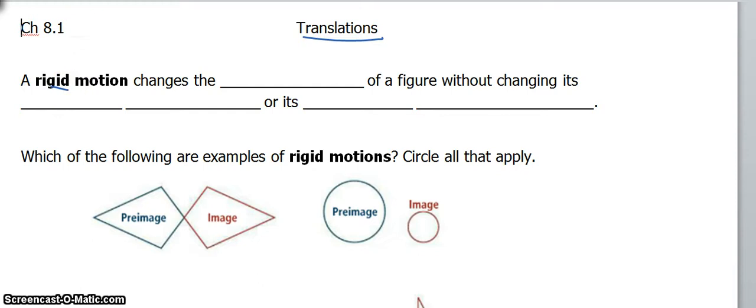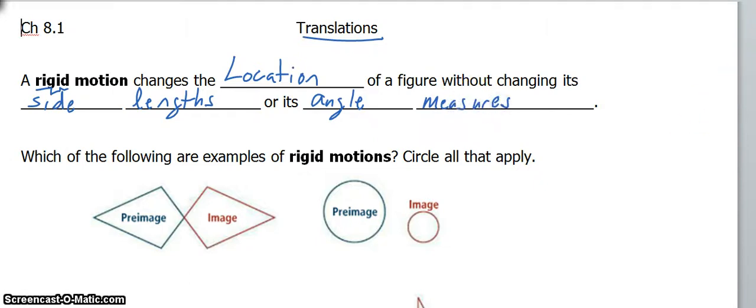Now rigid, you should recognize as meaning like fixed or solid or not changing. But what we see here is that a rigid motion changes the location or the look of a figure without changing its side lengths. So it cannot change the size of the shape, nor can it change the angle measures. So it preserves the side lengths and the angle measures.